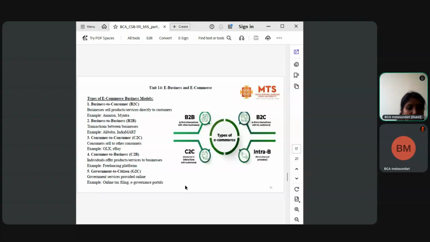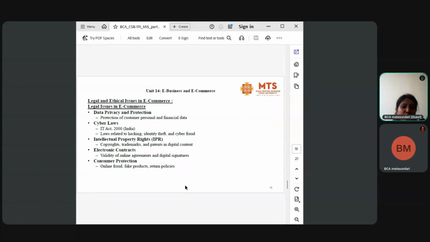And the next slide is legal and ethical issues in e-commerce. Legal issues in e-commerce: data privacy and protection, that is protection of customers' personal and financial data, cyber laws, intellectual property rights such as copyright, trademarks and patents in digital content, electronic contracts, and consumer protection from online fraud, fake products, and return policies.